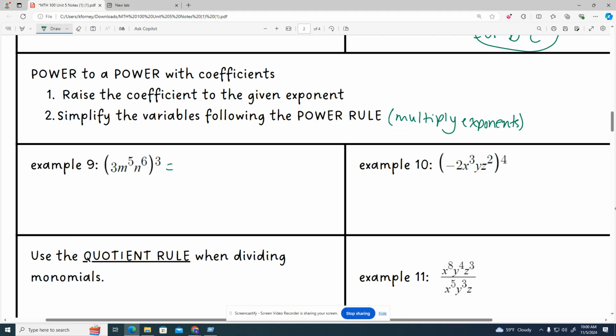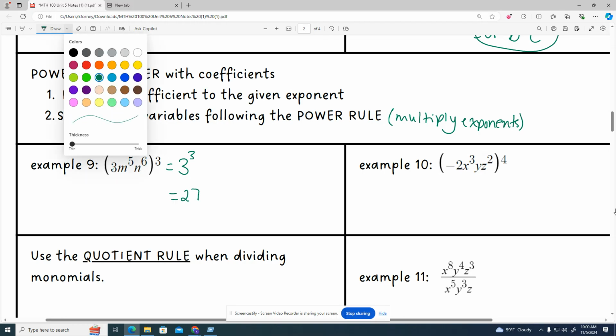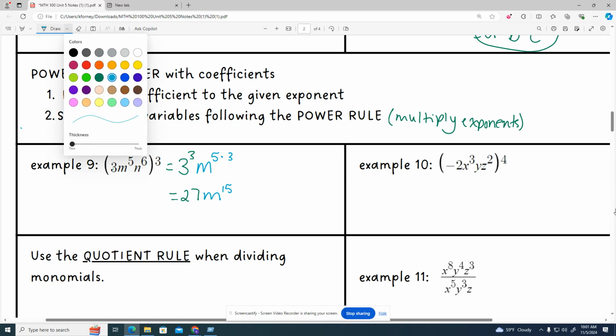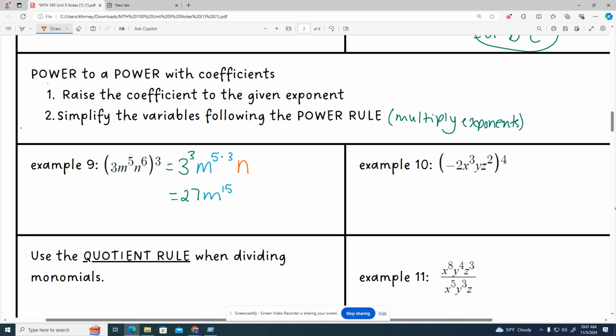So, looking at example 9, that 3 needs to be raised to the third power. So that's not going to be 9. 3 to the third power is not 9. That is 3 times 3 times 3, which is 27. Then we have m, and that is going to be 5 times 3, which is 15. Then n to the 6th raised to the third power becomes n to the 18th power.